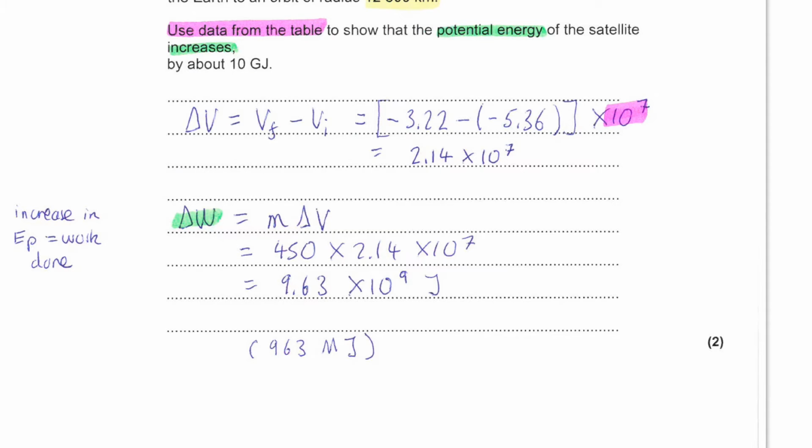However, you were asked for a change in potential energy. So to convert from a change in potential to a change in energy, you simply need to multiply by the mass of the satellite. So that's what I'm doing here, leading to an answer of 9.63 times 10 to the 9 joules. Now the question said you needed to show it's an increase of about 10 gigajoules. I guess it could be worth just putting a final statement that this is approximately equal to 10 gigajoules. So 10 to the 9 corresponding to the prefix giga.